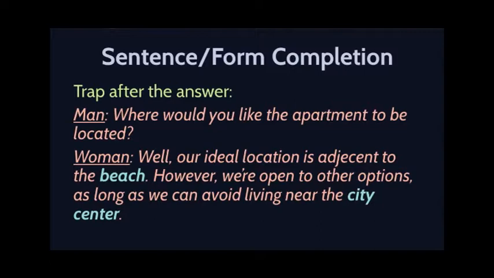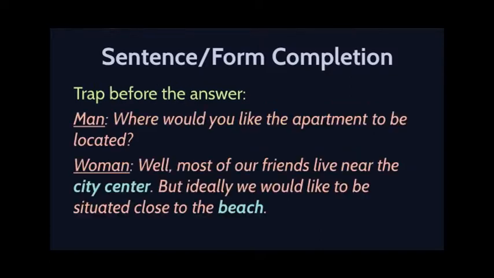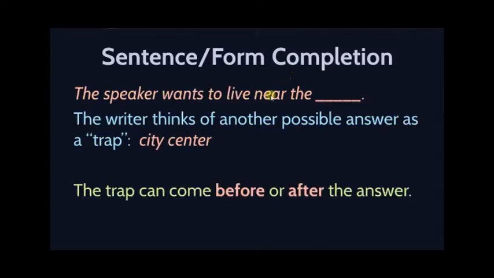So again, we have a kind of contrasting word, and we have to decide which of these, this part or this part, matches the idea the speaker wants to live near the something. In this case, the speaker actually wants to avoid living near the city center. The ideal location is adjacent to, or near, the beach, next to the beach.